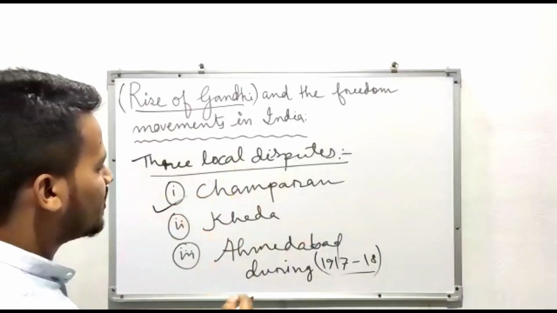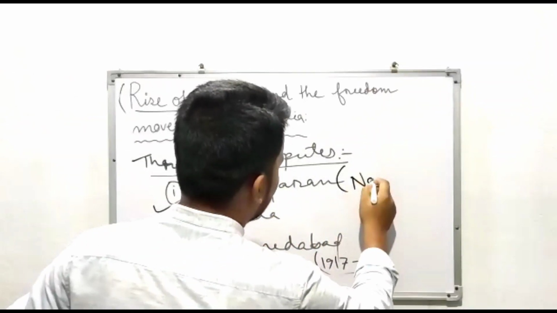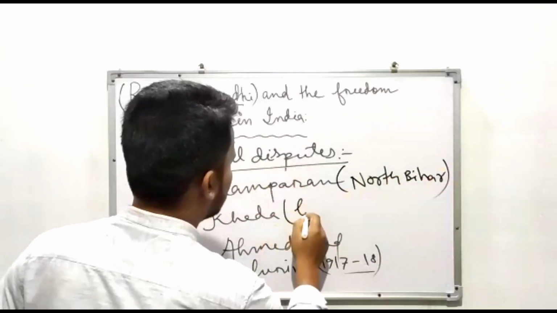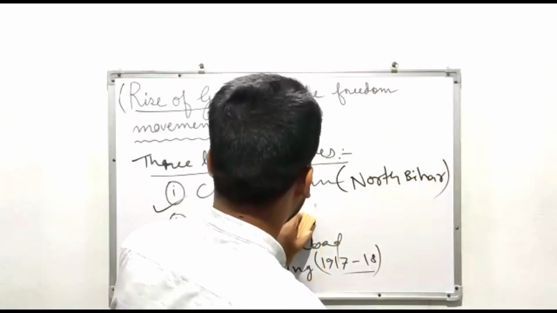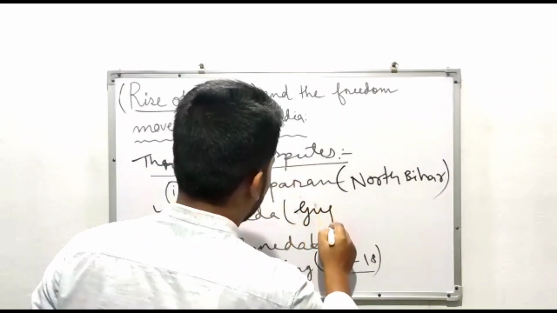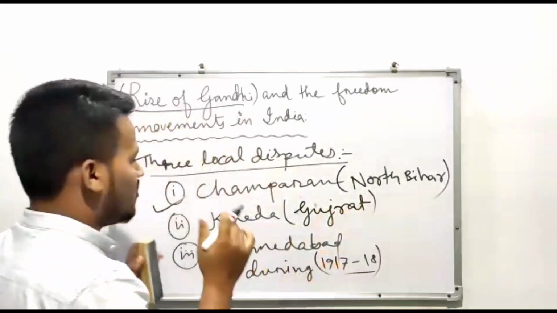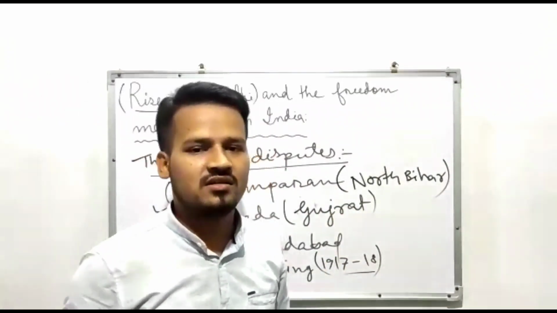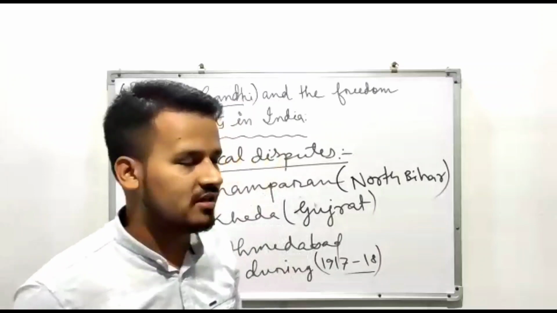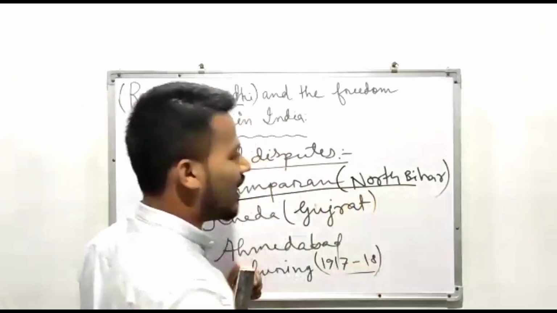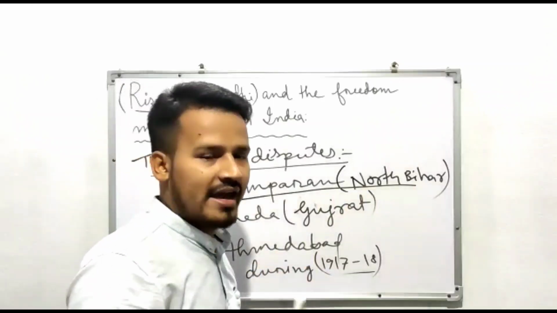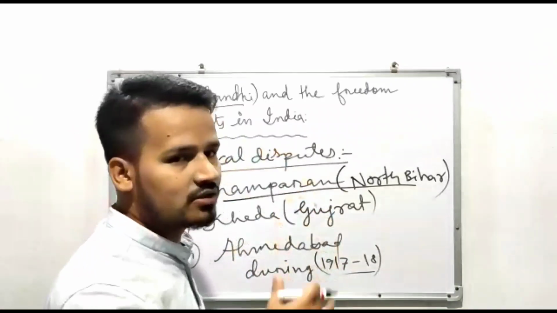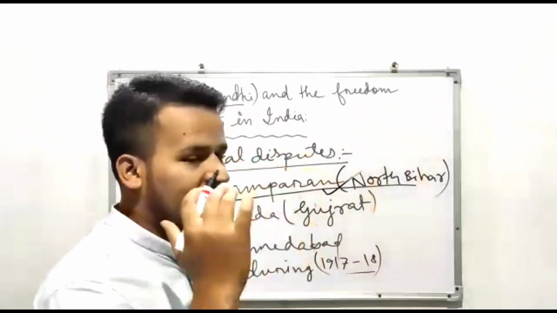So the first dispute was Champaran. Champaran was in North Bihar, and Kheda was in Gujarat. The cause of Champaran was the peasants who were exploited by the landlords. That means the peasants of Champaran, North Bihar, were being exploited by the landlords, and he took up that case and was successful in dealing with it. That means he was able to solve this problem by implementing Satyagraha.